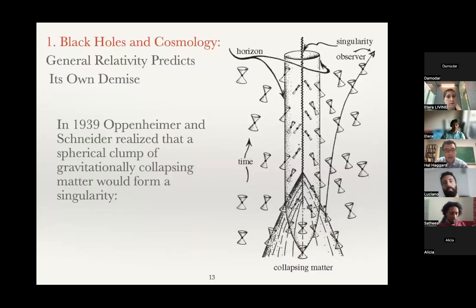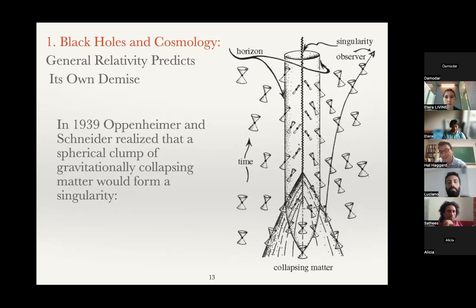So what is it that Roger did? In 1939, Oppenheimer and Schneider realized that if you took a perfectly spherical distribution of matter and you let it gravitationally collapse, that it would form a singularity. Basically, if there are no pressure forces holding this gravitational distribution of matter up, it will just continue to crunch down. What they actually looked at was the density of matter, and as you go to the center of the collapsing matter, this goes to infinity. So that's what they meant by a singularity.